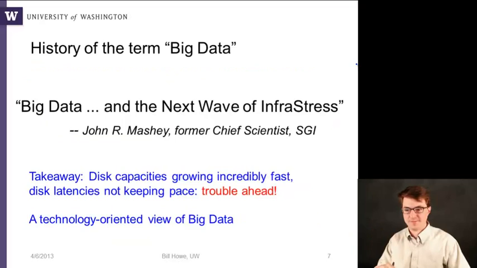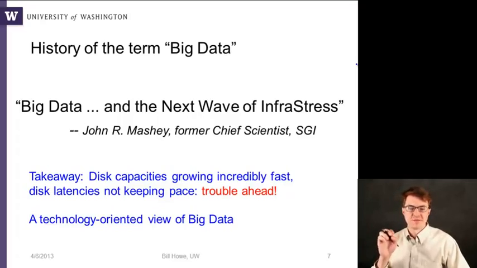Okay. All right. So another point in the history of this term big data, there was a series of talks, a lot of work by John Massey, who was formerly the chief scientist at SGI, who would talk about big data being the next wave of infrastress. And so what he meant by infrastress was what's going to really drive the technology forward, where are we going to feel the pain? And his point was that the I/O interfaces was where it was tough.